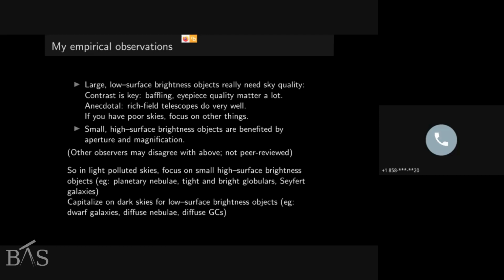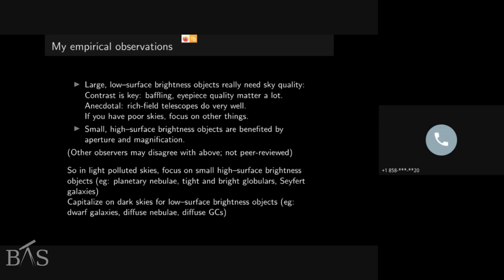Tight and bright globular clusters. Again, not all globular clusters are high surface brightness. Some are very faint. Seyfert galaxies. Seyfert galaxies are a kind of active galactic nucleus where the galaxy nuclear core is extremely bright, like Messier 77, M77. You can sometimes see these in the city. Whereas these low surface brightness diffuse objects like dwarf galaxies and so on, best to use dark skies for them.